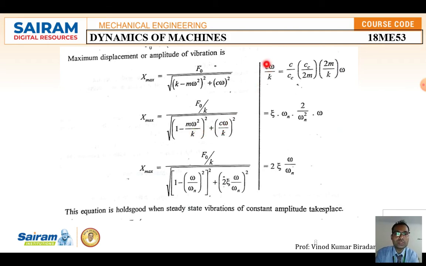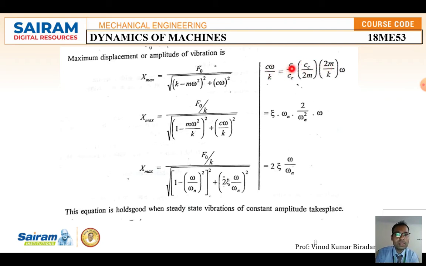Just to simplify this equation, we know that this is very, very important. I am going to use this equation in almost all the derivations, where I am going to write it directly. So at those times, don't ask why sir has written it directly. You have to simplify this. c omega by k is equal to c by cc times cc by 2m, times m by k, times omega.